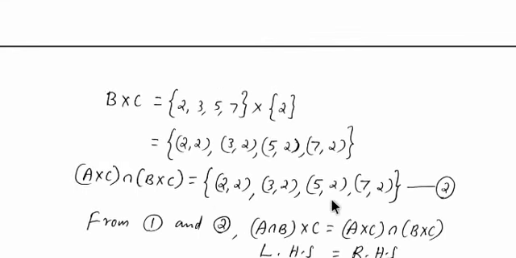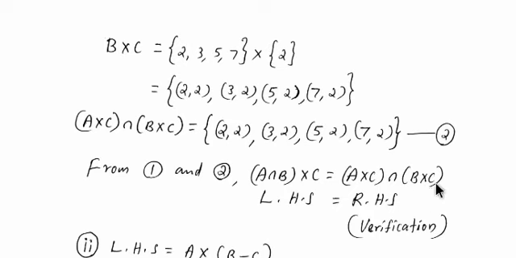In the first equation, this is the set. In the second equation, this set is there. Therefore, the first set and the second set are equal. Therefore, we can write from 1 and 2, LHS is equal to RHS. What is LHS? A intersection B cross C is equal to A cross C intersection B cross C. Now it is verified. Therefore, we can write verification.